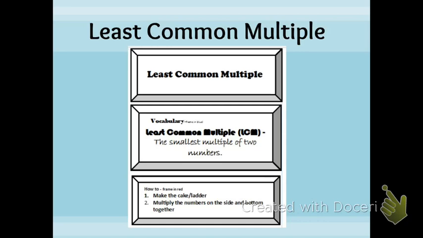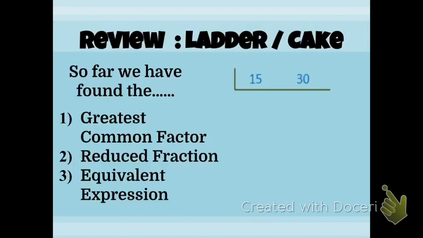So least common multiple is defined as the smallest multiple of two numbers. And people tend to think because it says least, they think it's going to be a small number, but it's actually a big number because it's a multiple. Think of multiply. Multiple means it's going to get bigger. Your how-to is you make the cake, multiply the number on the side and the bottom together. So you're going to multiply all of those numbers together. And you already framed these, so let's keep going.